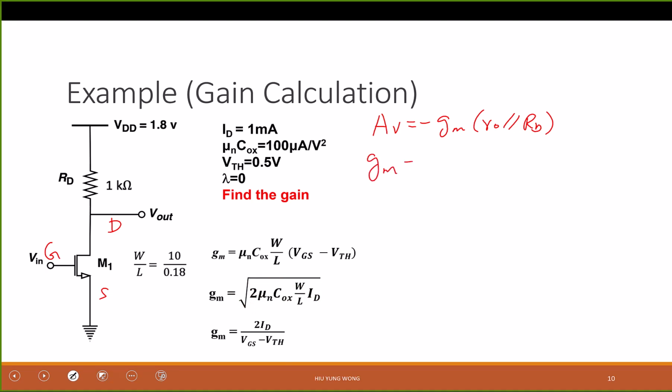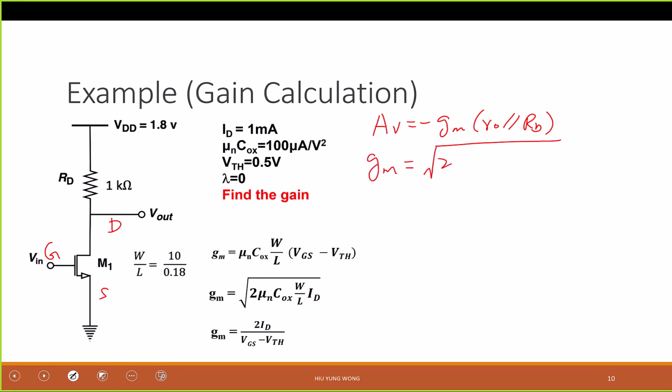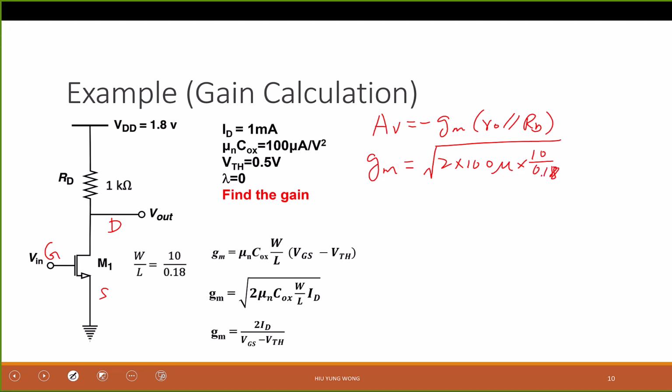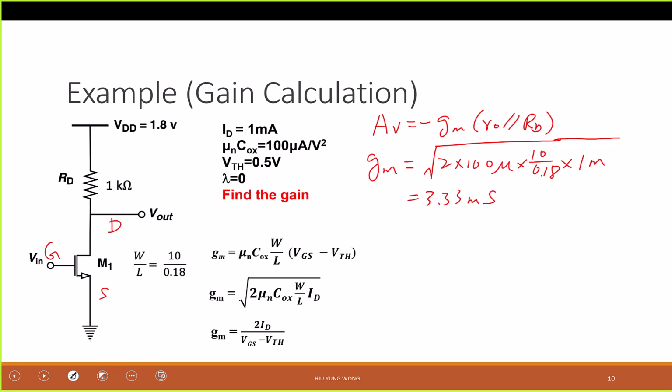So gm equals the square root of 2 times mu Cox, which is 100 micro, times W on L, 10 over 0.18, and then times ID, which is 1 milliampere, right? So from there, you just plug in. I think I got 3.33 millisiemens.